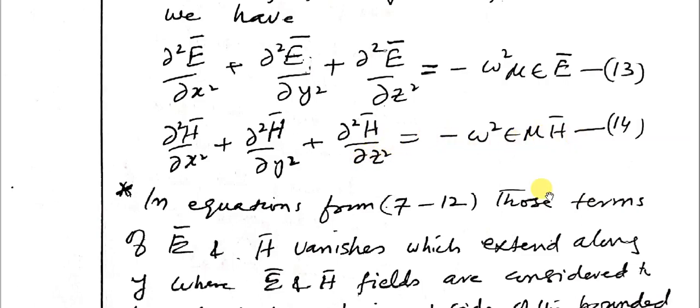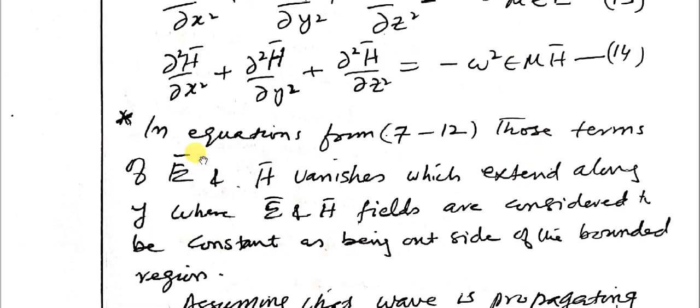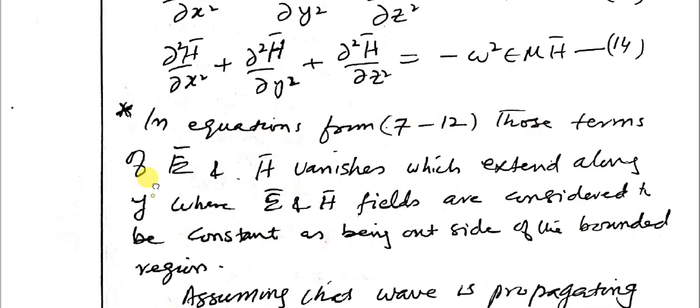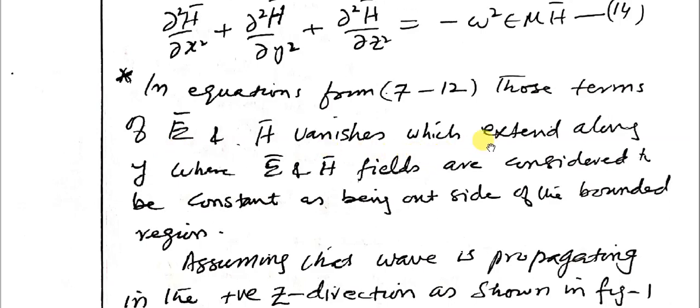Now in equations 7 and 12, from what we get, those terms of E and H which extend along y vanish. We consider the E component to be constant. It is not varying along y. The E and H fields are considered to be constant, being outside of the bounded region.